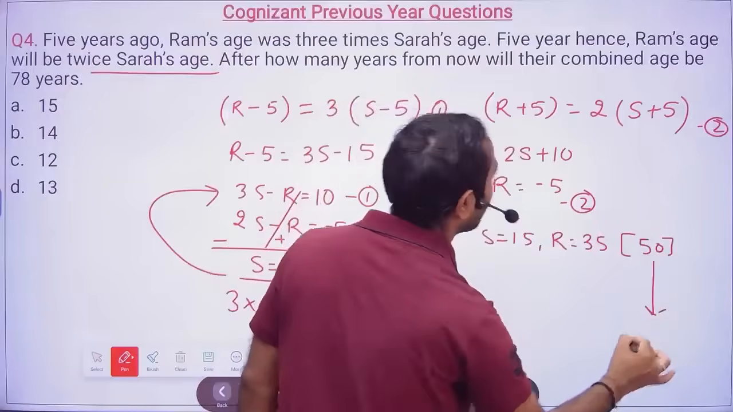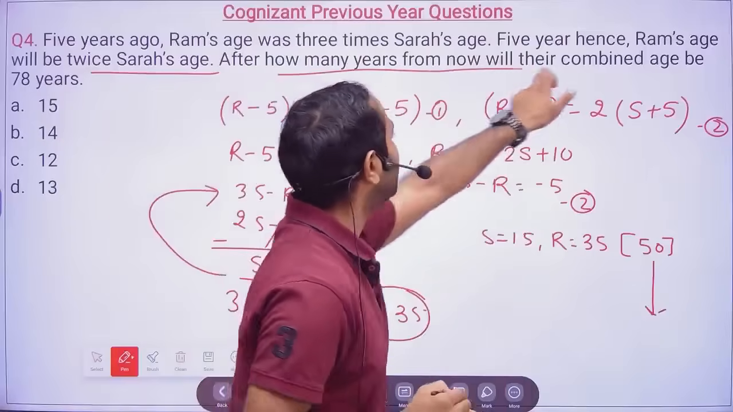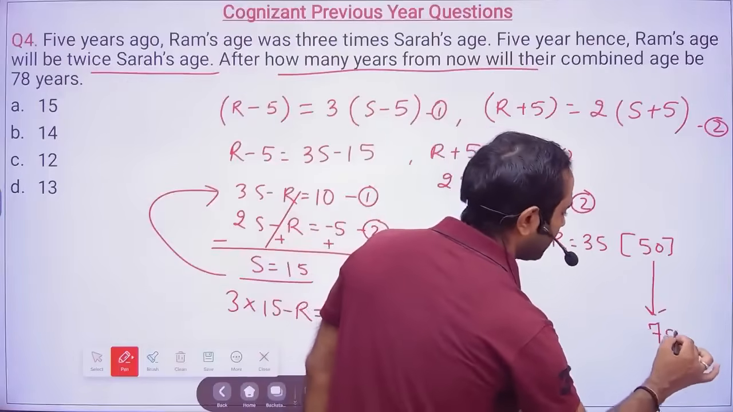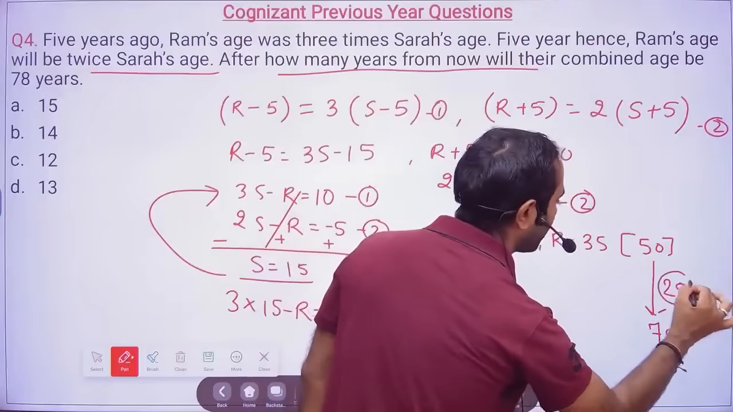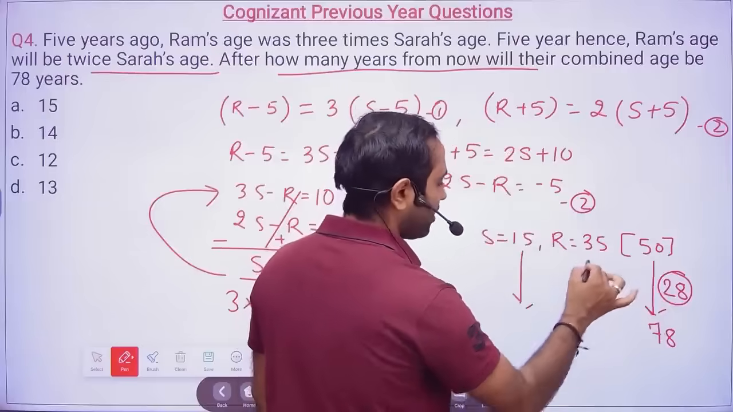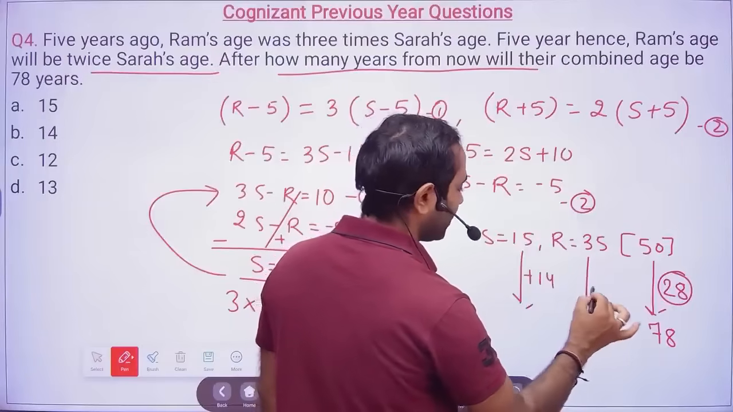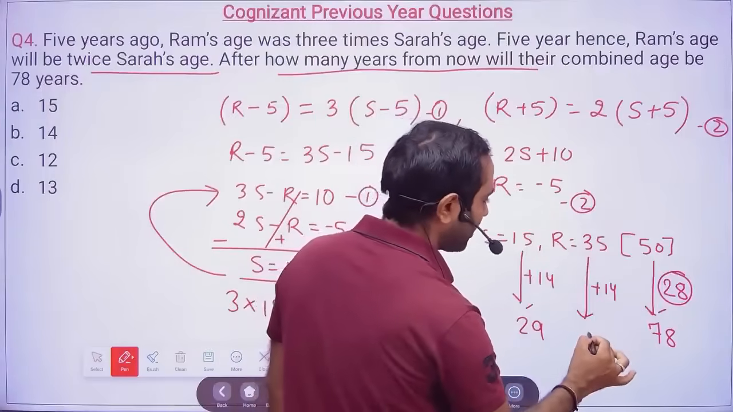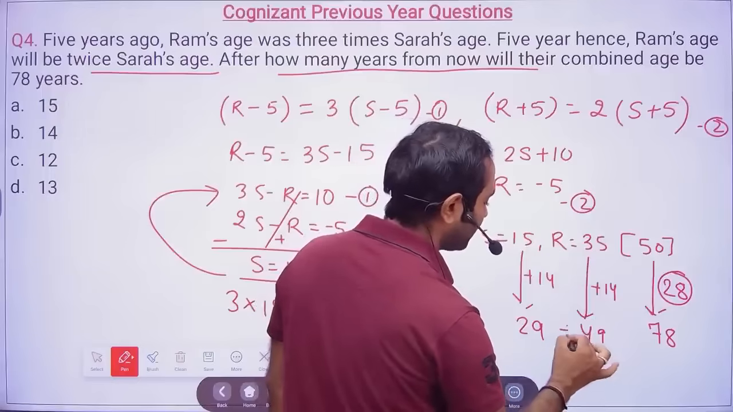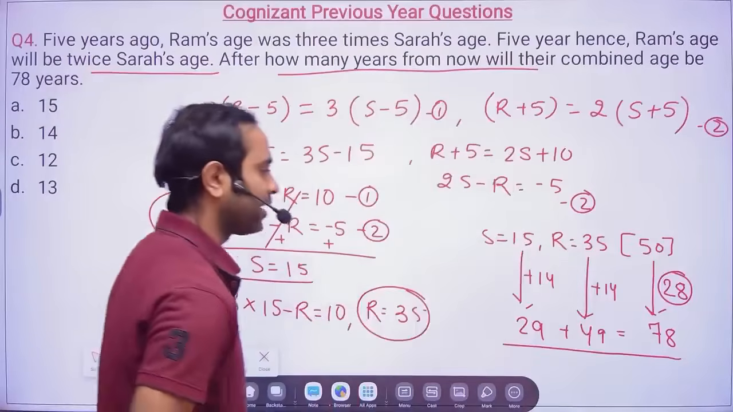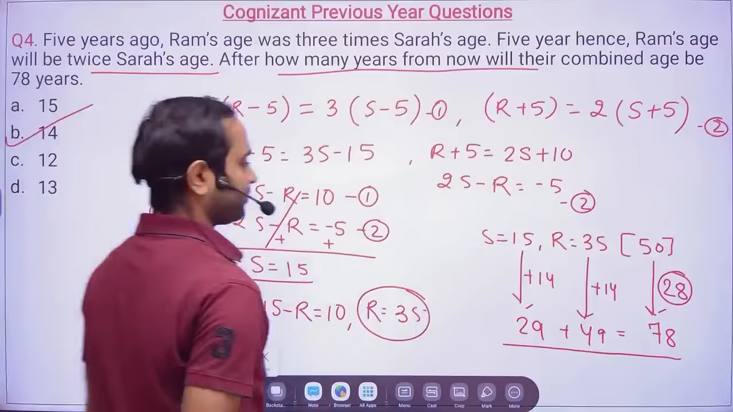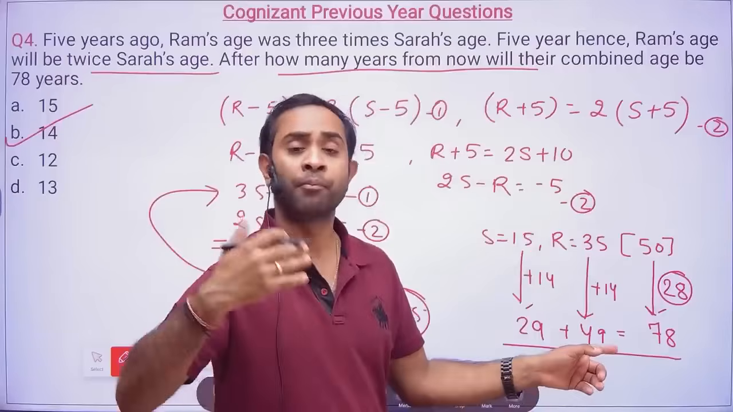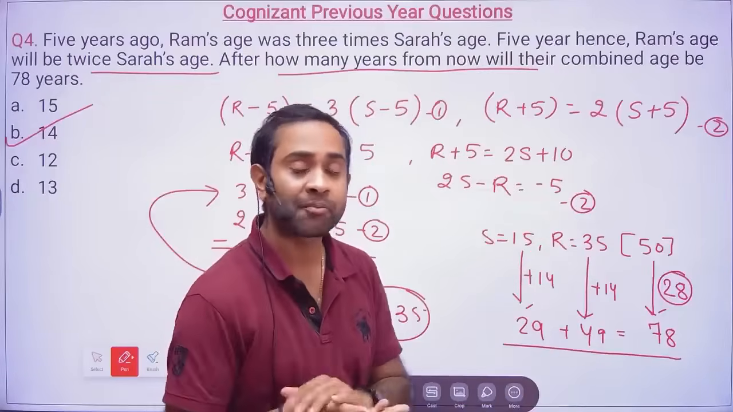Now they are asking in the question, after how many years the combined age will be 78. That means how much it has to be increased? By 28 years their combined age has to be increased. So 14 years this and 14 years this. Okay, so this will become 29 and this will become 49. If you add this, it will be nothing but 78. That means after 14 years, both of their ages will be increased by 14.